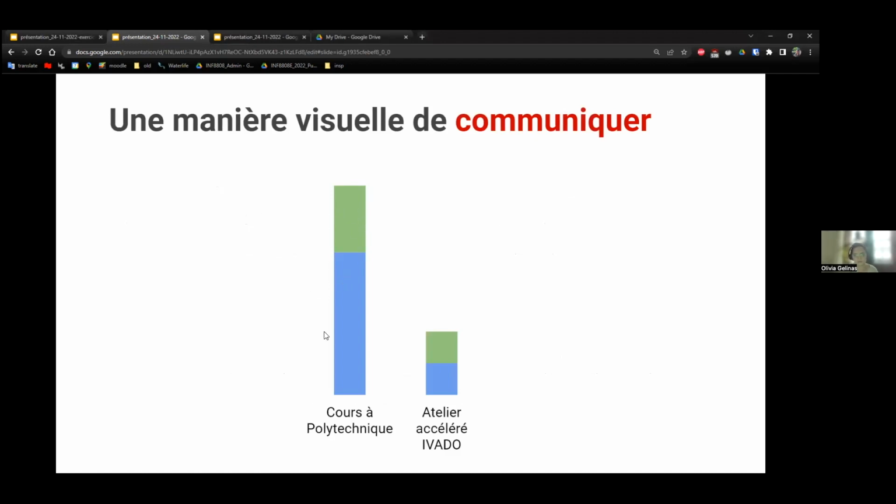So here you have the different modules of this course in the Polytechnic course, as well as the accelerated one, and we can see more visually the different answers to these questions. So it's really a visual way to communicate information and the visualization of data.